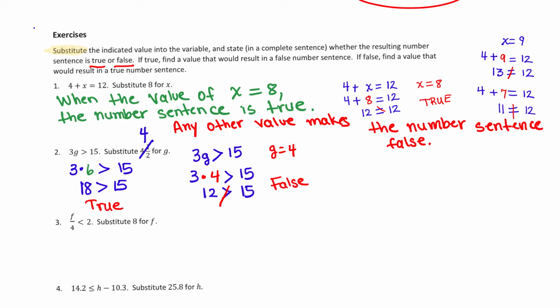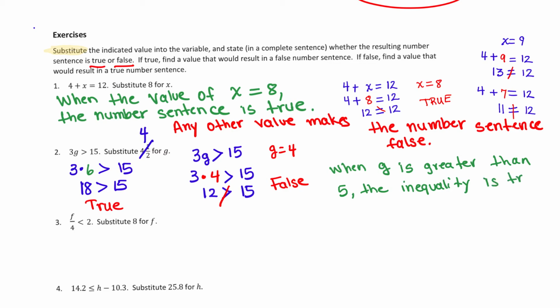Let me get another color. When g is greater than 5, the inequality is true.